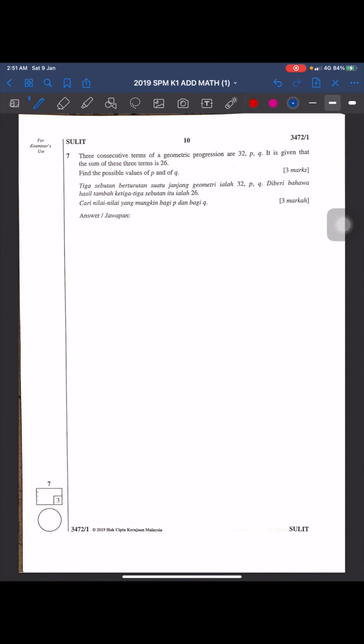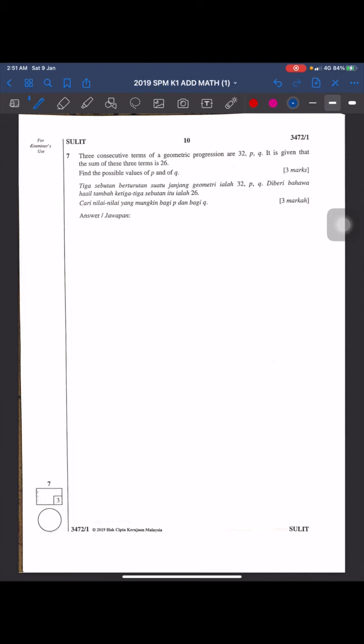Okay, question number 7. Ni juga progression. Okay, 3 consecutive term of geometric progression are 32, P, Q. Okay, it is given that the sum of these 3 terms is 26.